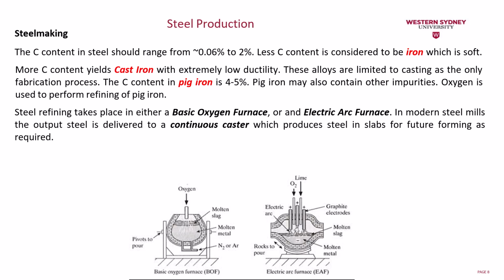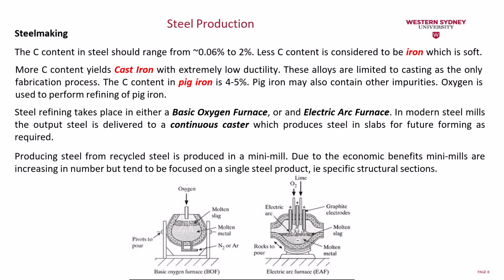In modern steel mills, the output steel is delivered to a continuous caster, which produces steel in slabs for future forming as required, because this slab can be formed into different shapes. It can later be rolled into sheets, or formed into I-beams, for example, or simply made into different types of slabs for machining.